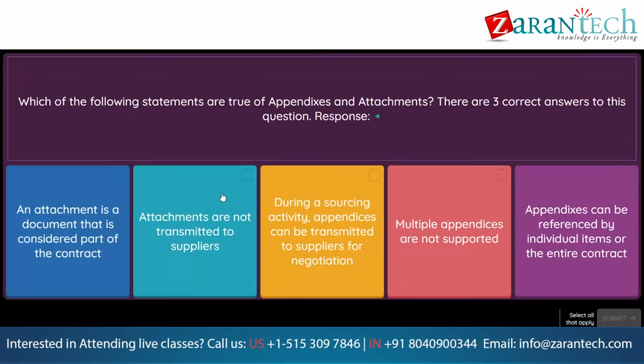Question: Which of the following statements are true of appendixes and attachments? There are 3 correct answers to this question. Response: Option 1. An attachment is a document that is considered part of the contract. Option 2. Attachments are not transmitted to suppliers. Option 3. During a sourcing activity, appendices can be transmitted to suppliers for negotiation. Option 4. Multiple appendices are not supported. Option 5. Appendixes can be referenced by individual items or the entire contract.